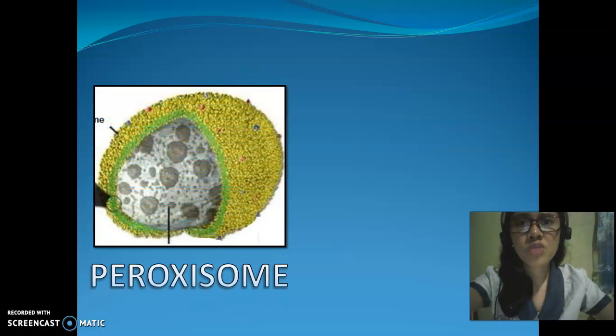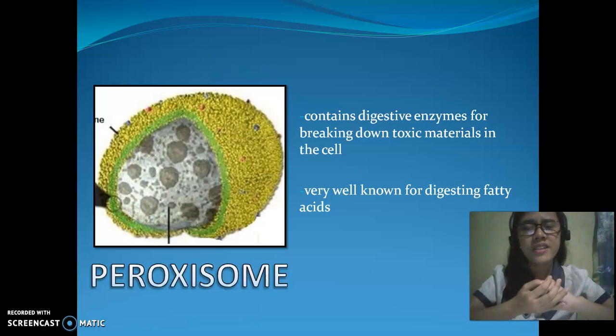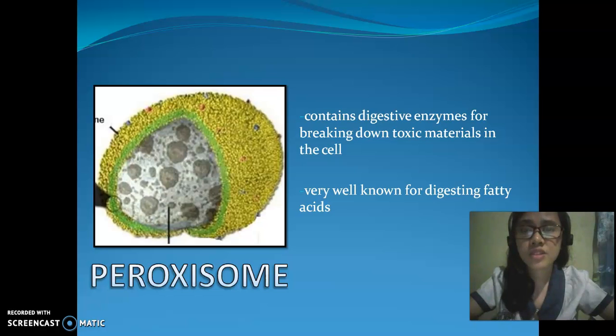Peroxisomes are small round organelles enclosed by a single membrane. They have a single membrane that contains digestive enzymes for breaking down toxic materials in the cell.